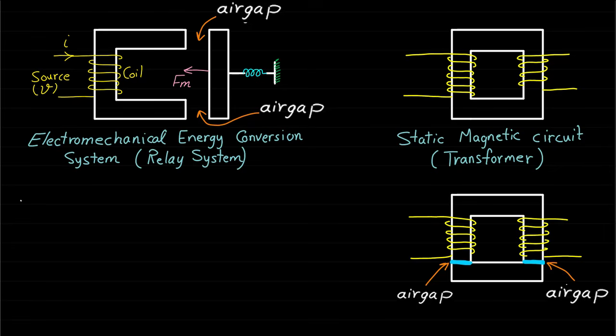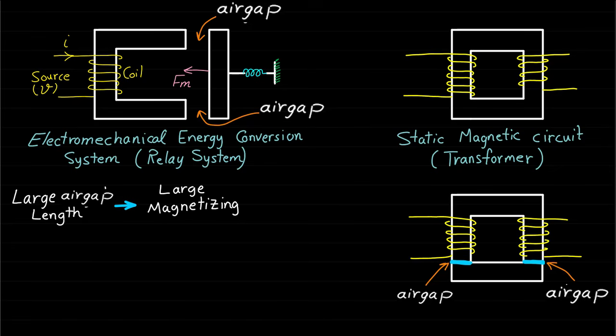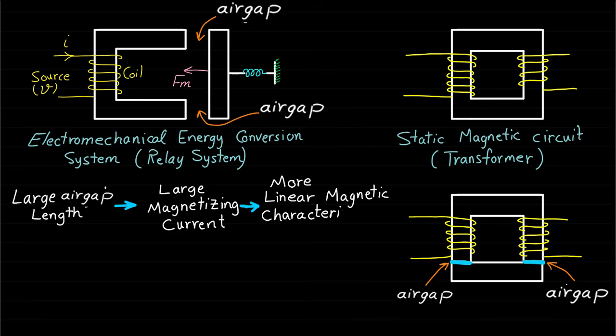So now we know that electromechanical energy systems have a large or considerable air gap length. Any magnetic circuit with a large air gap length requires a larger magnetizing current and also has more linear magnetic characteristics compared with a system with a small air gap.